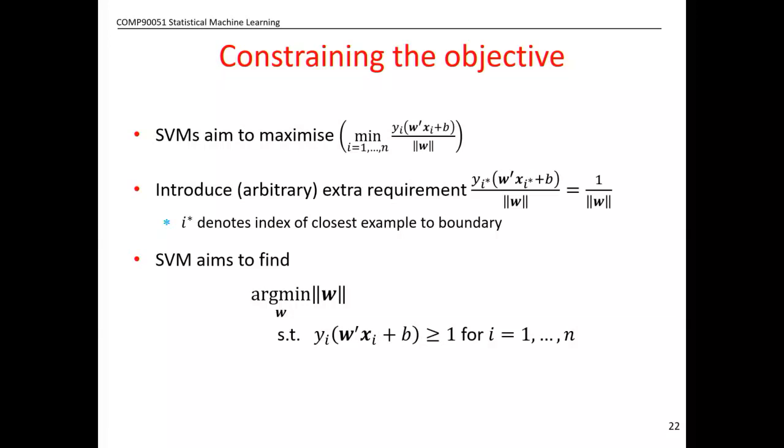Because the objective is minimizing the length of W, what that will do is it'll push the left-hand side down as much as possible, but it won't go past 1 for any of the examples. But for at least one of the examples, it will equal 1. Because if it doesn't equal 1 for any of them, it means that there's a bit more W we could shrink down. We could make the margin a bit bigger. Okay, so this is kind of an optimization trick.